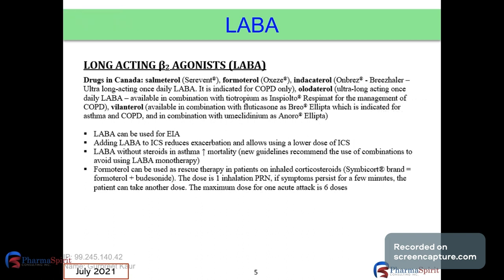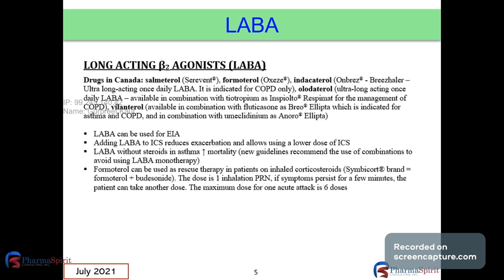Indacaterol and olodaterol, these are used in COPD. Vilanterol is used in COPD and is also used in asthma. So from the LABA, there are three that are used in asthma: formoterol, salmeterol, and vilanterol. A few points about LABA. LABA can be used for exercise-induced asthma. Adding LABA to inhaled corticosteroid reduces exacerbation and allows the use of a lower dose of inhaled corticosteroids.